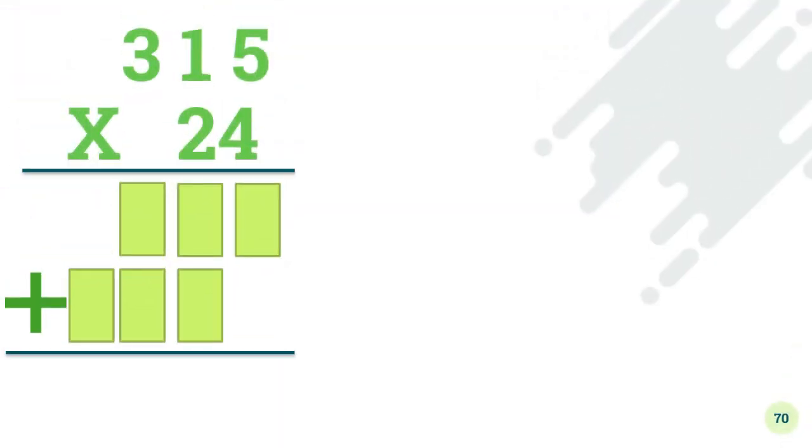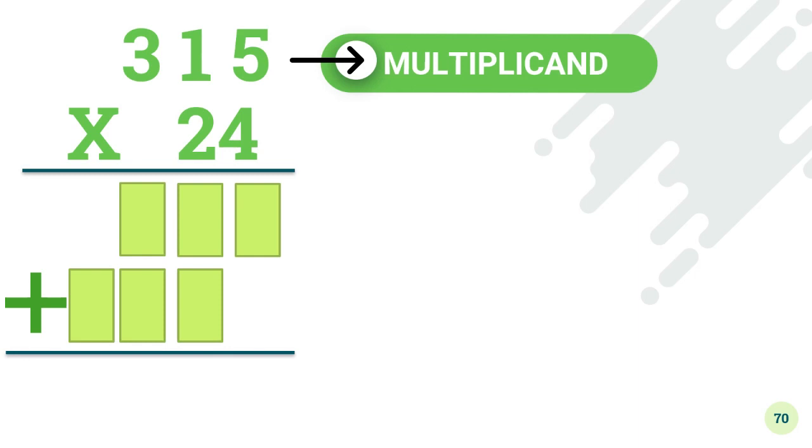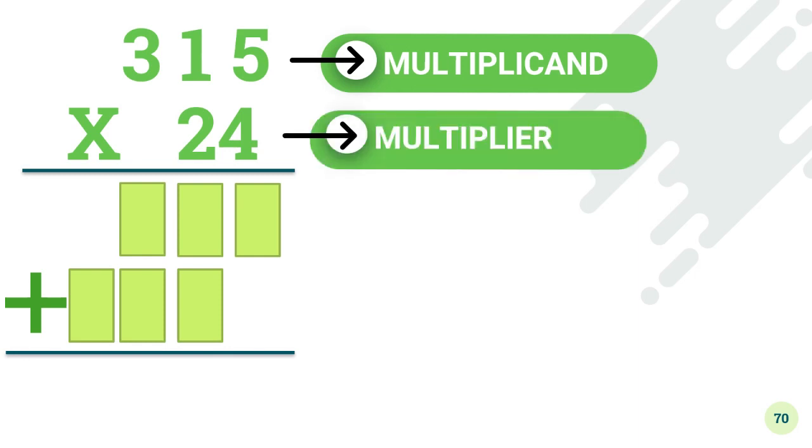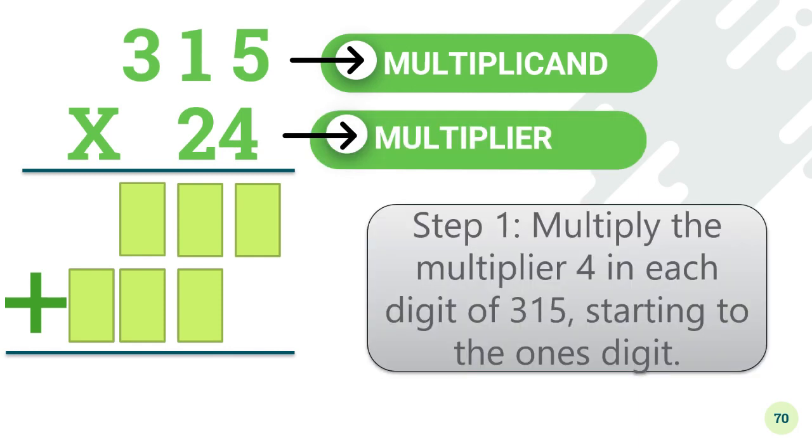This time, let's try to multiply numbers with regrouping. Take a look at this example. Let's try to find the product of 315 times 24. 315 is the multiplicand and 24 is the multiplier. We can simply solve this in 3 steps.